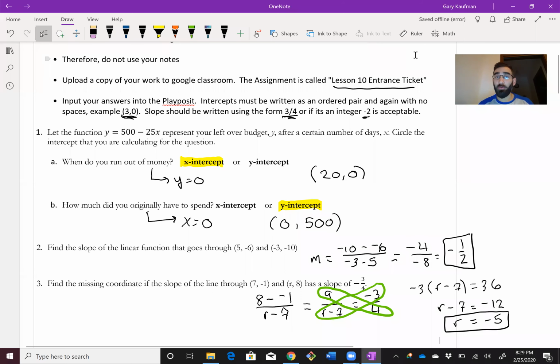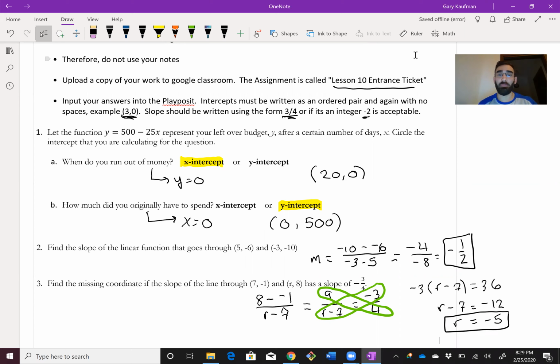So now that you've hopefully uploaded the entrance ticket, here are the answers. I want you to check yourself. Now, when we run out of money, well, y represents our money. So therefore, y equals 0, no money. And when y is 0, we're finding the x-intercept. And when you plug in 0 for y, you get 20 for x.